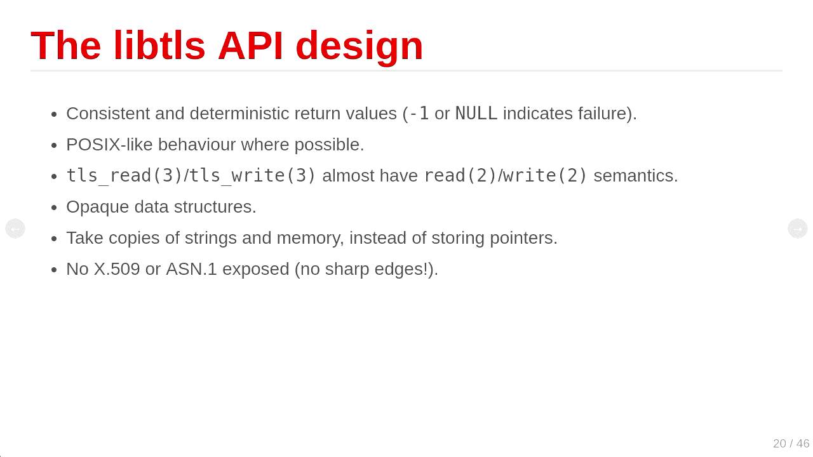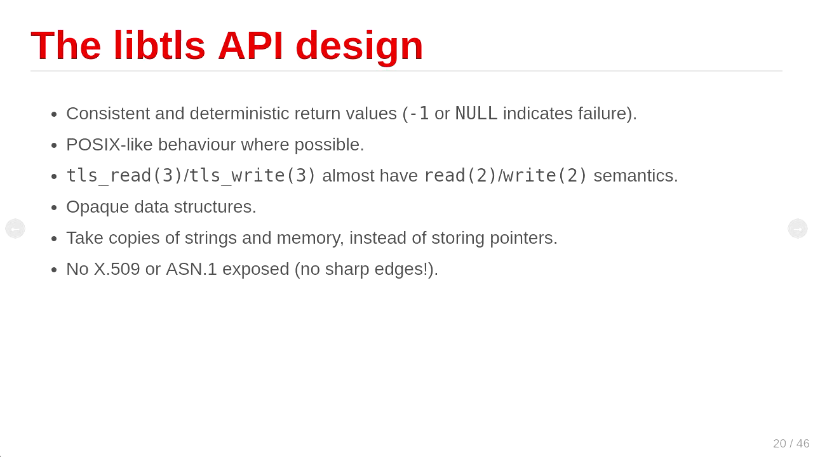So a little more about the API design that is used within libtls. As I mentioned earlier, things should be consistent and deterministic. If we fail, we return -1 or we return null. That's it. We have a number of functions which basically return an integer value which purely indicates success or failure. And these always return -1 if they failed and 0 effectively if they succeed.